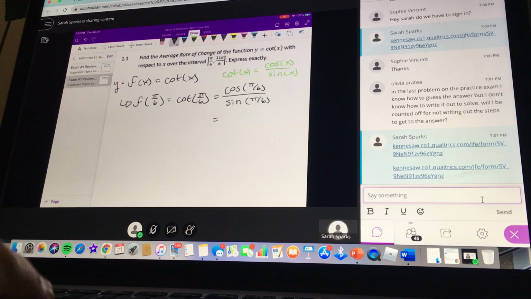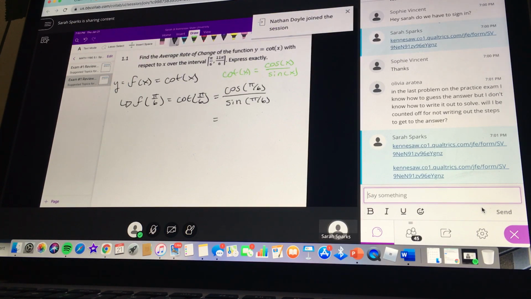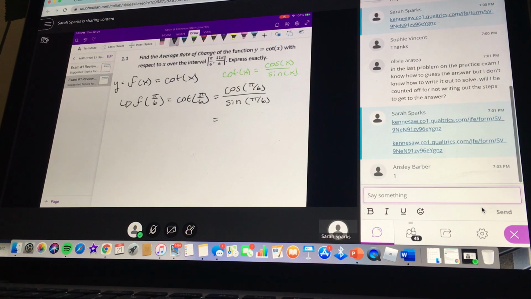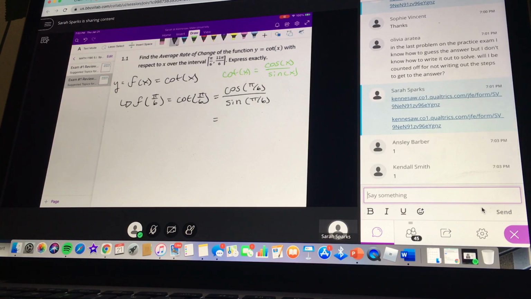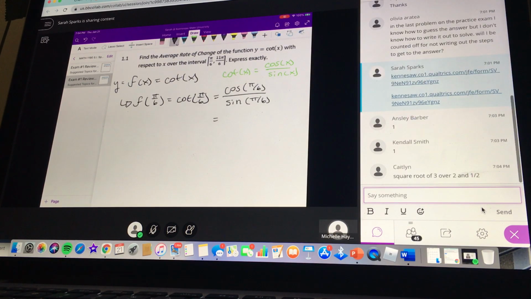Square root of 3. Cotangent. Well, yeah, cotangent pi over 6, but the value is on the unit circle. 1? Not quite. It would be 1 if it was pi over 4, but it's not pi over 4. Square root of 3 over 3. Yep, Caitlin is right. So cosine pi over 6 is equal to root 3 over 2, and then sine pi over 6 is equal to 1/2.